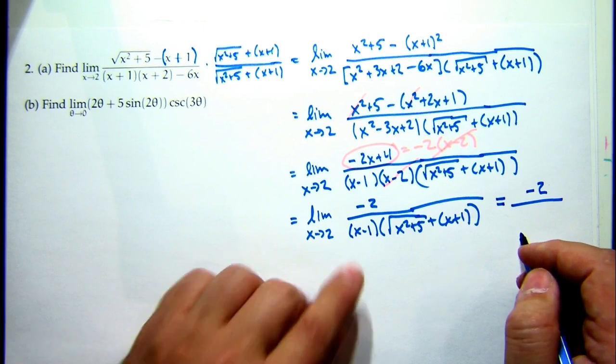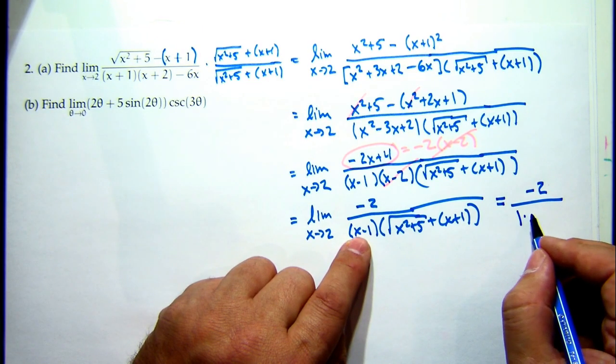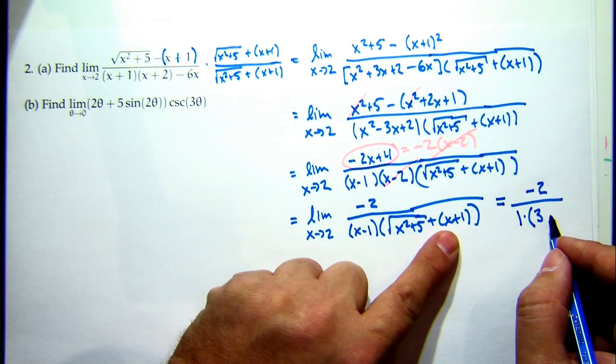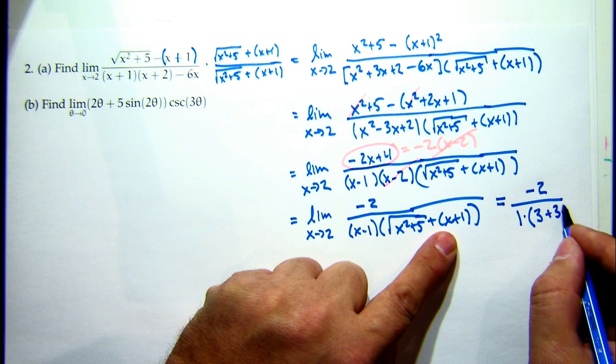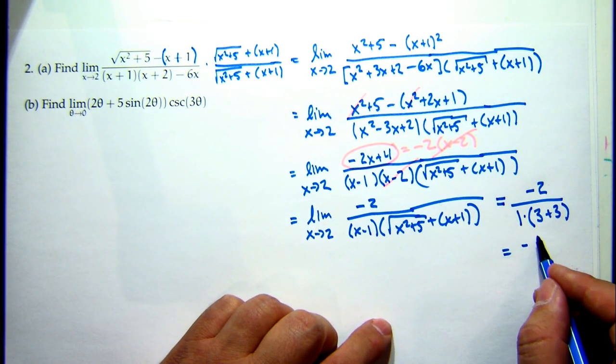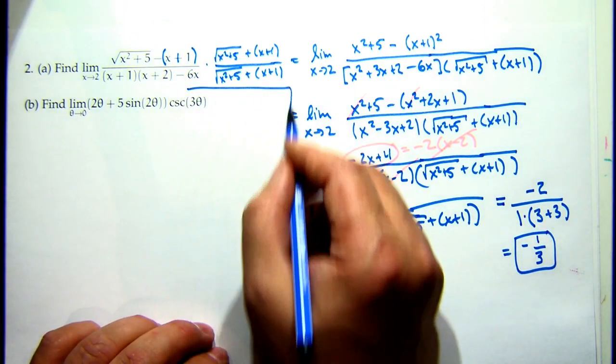Negative 2 upstairs, downstairs, 2 minus 1. It's 1. Square root of 9 is 3. 2 plus 1 is another 3. So it's negative 2 over 3 plus 3, or negative 2 over 6. And I'm just going to be bold enough to say I can at least do that simplification. Negative 1/3. All right, so that's A.